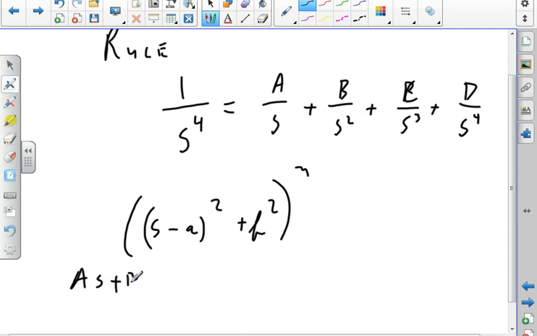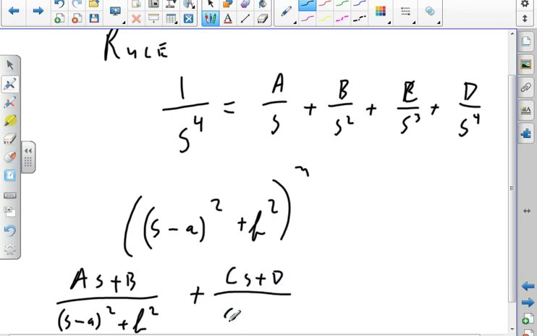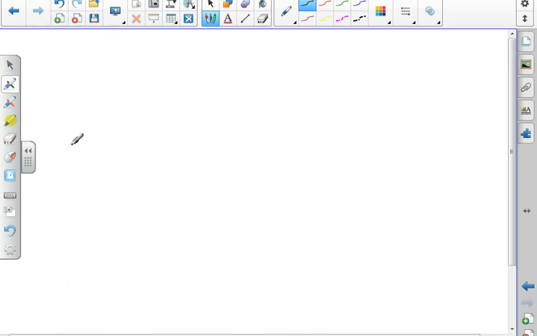as plus b over s minus a squared plus b squared, plus cs plus d over s minus a squared plus b squared, the quantity squared, plus as many as I need until I get to the guy raised to the n power. And each of these I'd have to solve for a, b, c, d, e, f, g, h, and so on. Clearly that would be an interesting problem from the point of view of keeping track of all the paperwork.